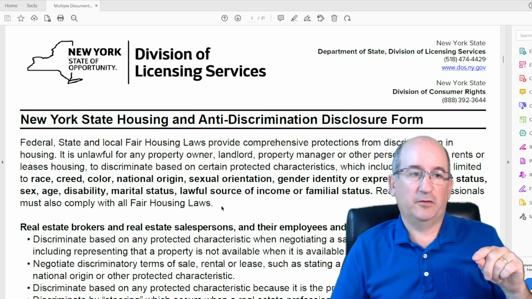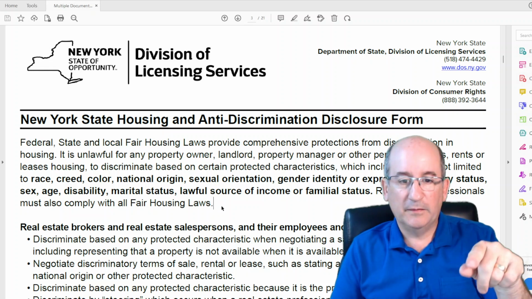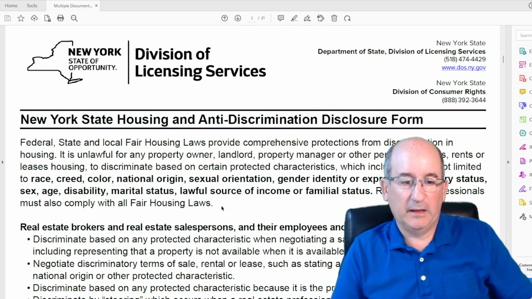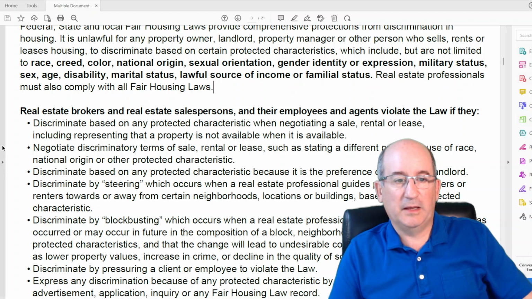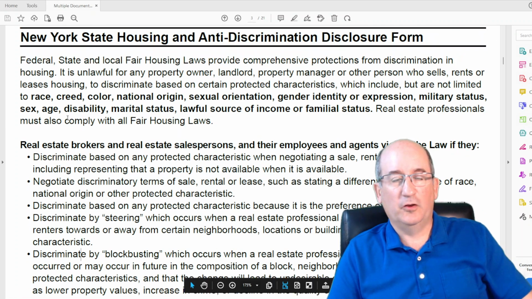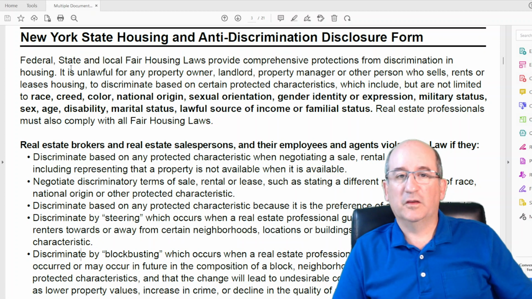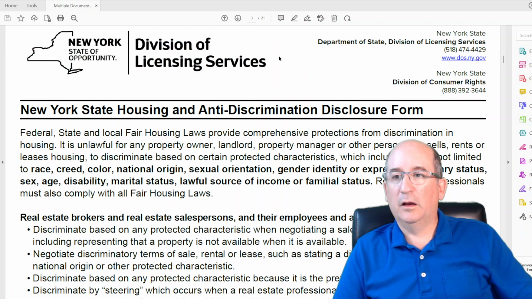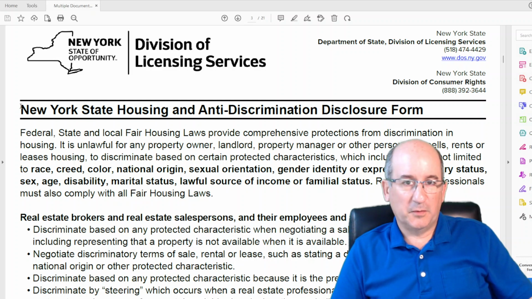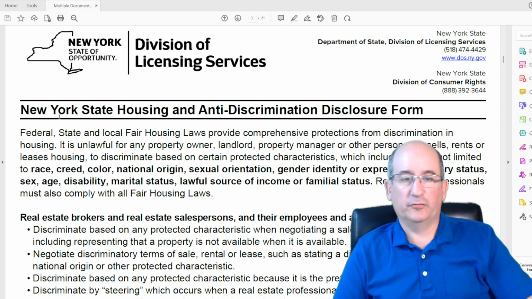Don't paraphrase it based on remembering how Jim did it in the video. No, that's not right. You need to read this, and you need to make sure that you understand all of these examples on the type of discrimination that are happening, right? So if you were a seller, and I'm going through the paperwork, this form is a New York State licensing form. So it's also a Department of State form. This concept has been around for a long time, but the form is relatively new. And this form is called the New York State Housing and Anti-Discrimination Disclosure Form.